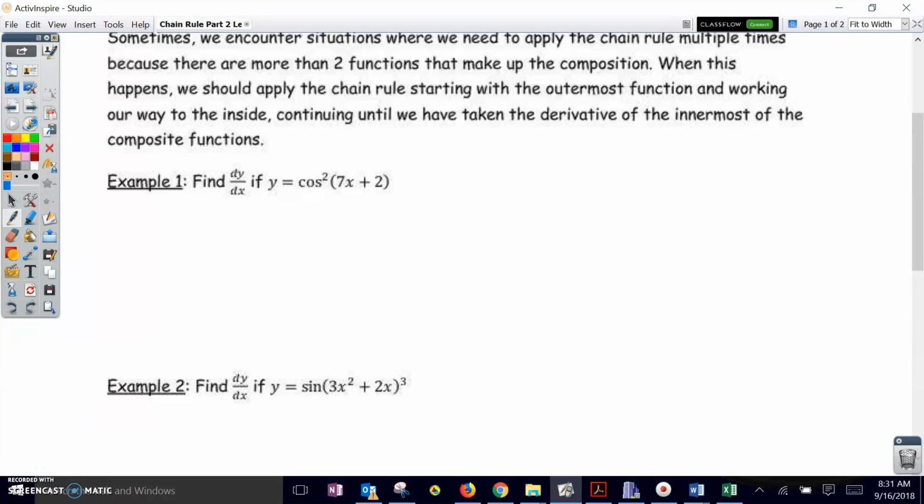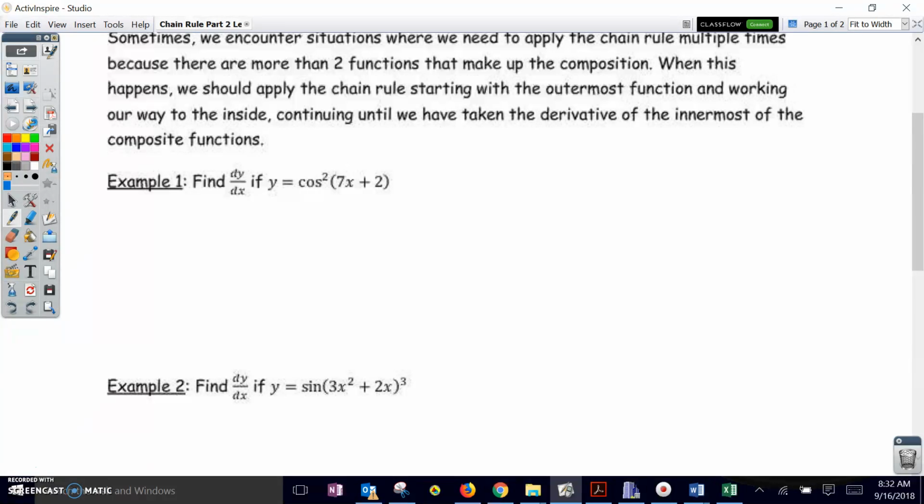lesson. And the first batch of examples are ones where we're going to apply the chain rule multiple times because we have more than two functions in composition. In order to do this, we just want to identify which is the outermost function to start with and apply the chain rule from there. And we'll end up having to apply the chain rule multiple times along the way in the process to find these derivatives. So let's look at example 1.